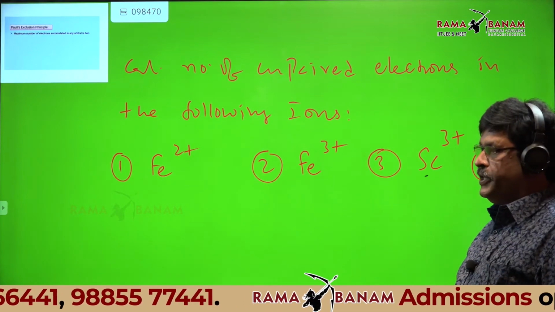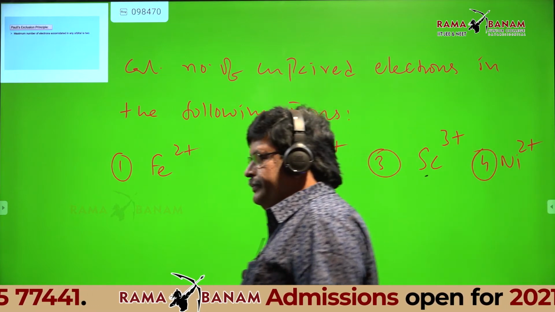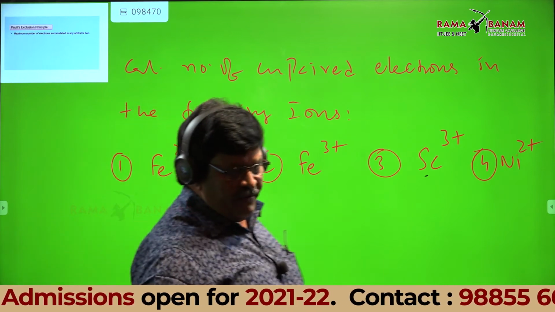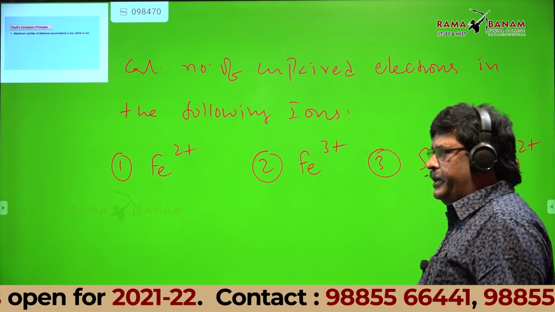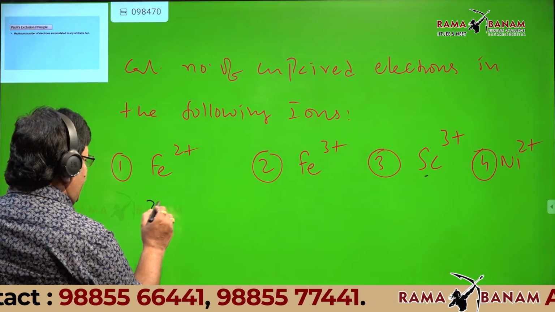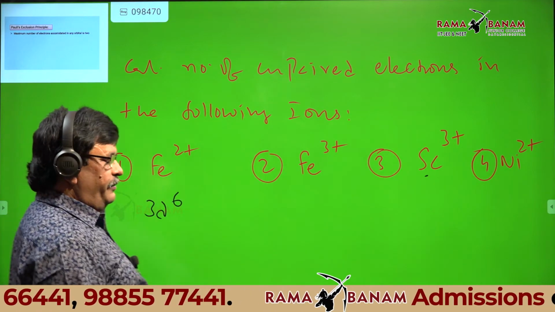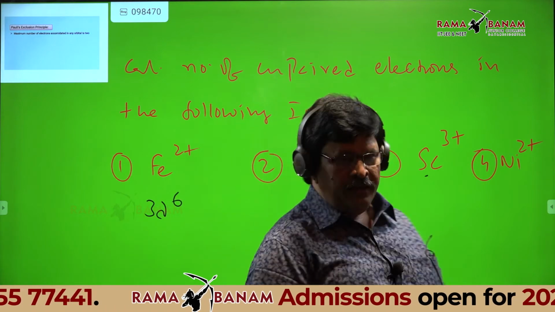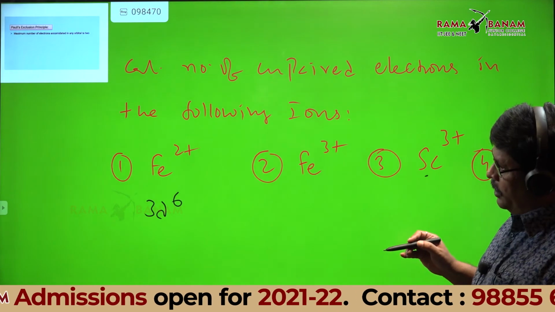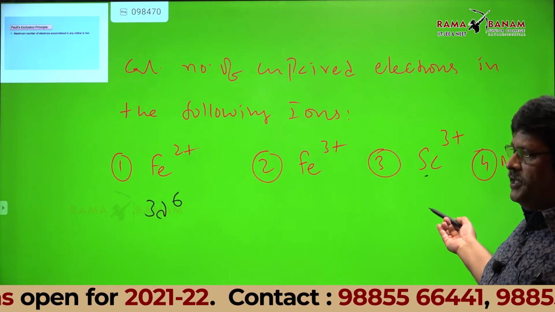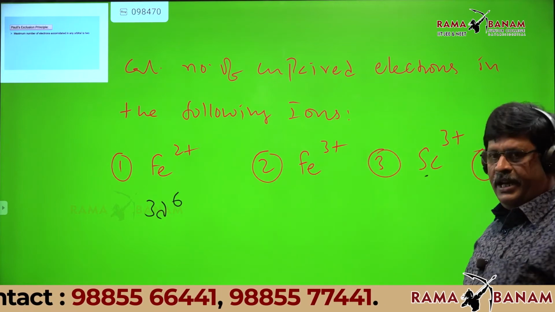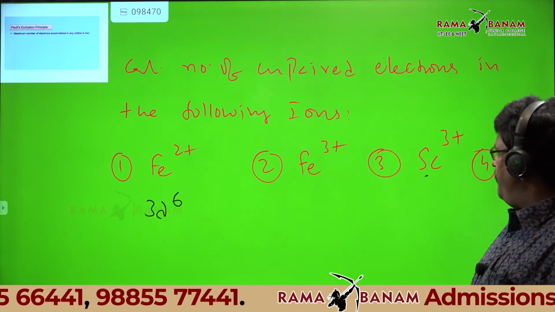So this is the question. Is it okay? Can anyone tell the answer? Shall I discuss? Fe2+ is 3d6 4s2. First we'll write the outer configurations of the given ions, and after that we'll count how many unpaired electrons are there. Can anyone tell the outer configuration of Fe3+?